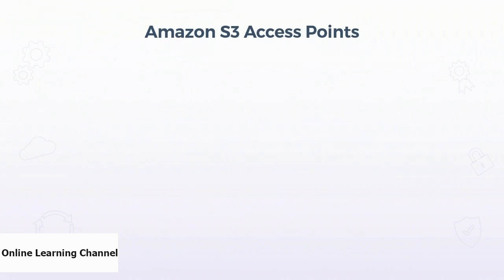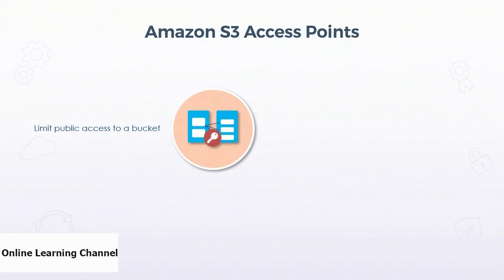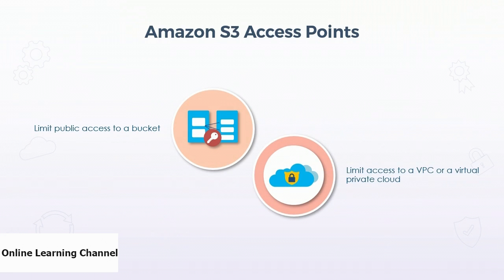Permission to access a specific bucket can be configured to limit public access by object prefixes or tags. Access points can also be used to limit access to a VPC, that is, a virtual private cloud, to make sure that data stays within that specific VPC. An S3 access point can be created to support a single application or a user, or for a set of multiple users or applications at scale.